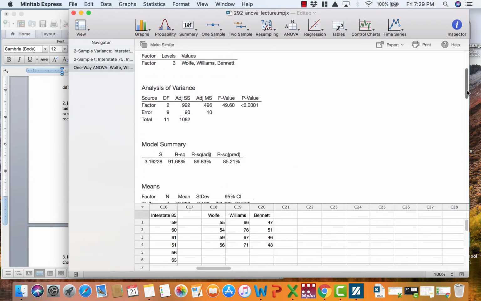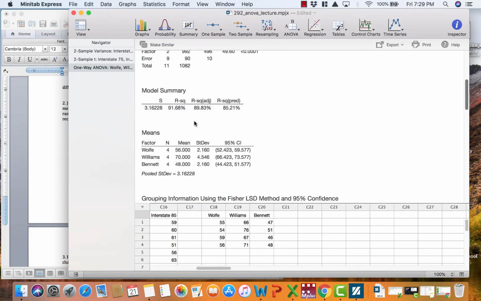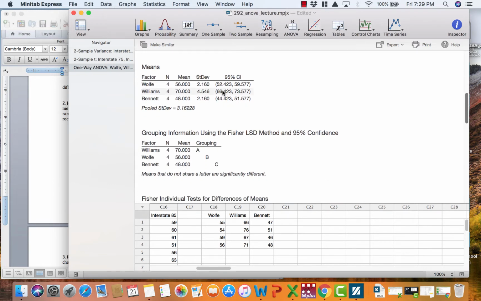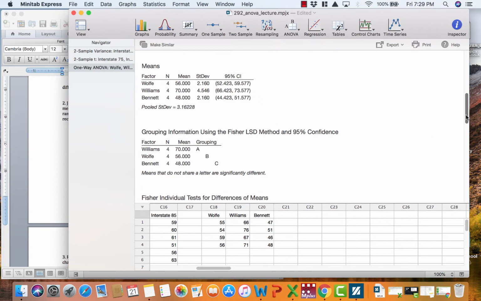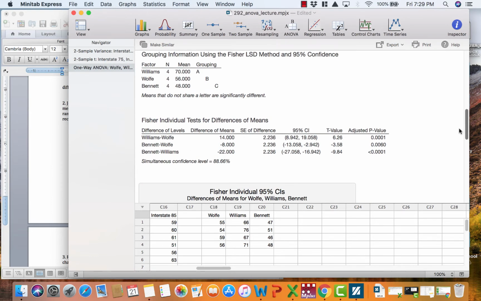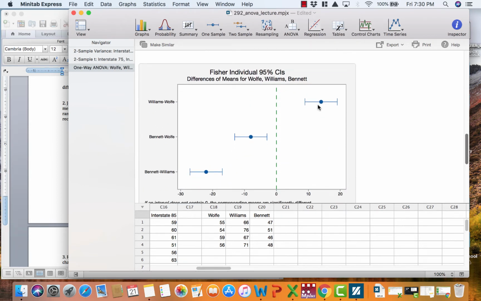We can keep scrolling down and we see R squared, which we are going to talk a little bit about. Remember, R squared says, does employee do a good job explaining the variation in customers served? And then this is just sample data for our 3 employees, the sample mean, the sample standard deviation. Then we get into the Fisher analysis. First we get grouping, then we get t-tests. These are adjusted t-tests so as to account for the buildup of type 1 error. And then we get the confidence intervals.